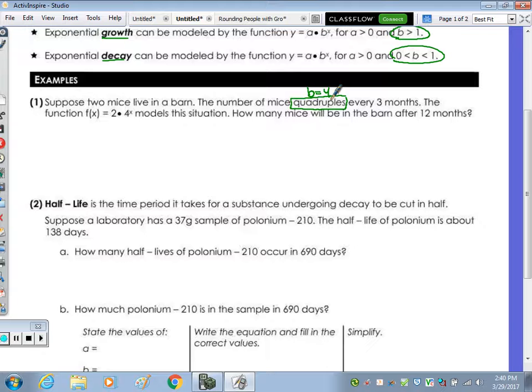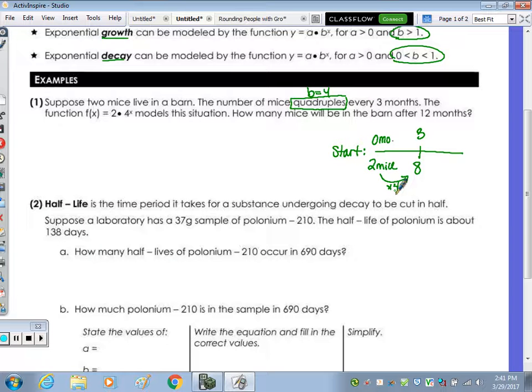So every 3 months. So let's look at, here's our start. When we start, we have 0 months. And then how many mice? 2. So I'm going to put the number of mice on the bottom and the number of months up top. So you can figure this out without looking at the function. So every 3 months, it's going to quadruple. So when are we going to see the next amount of mice at how many months? 3. And then how many mice will we have? 8. Because you multiply times 4.